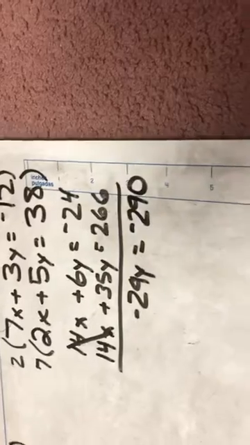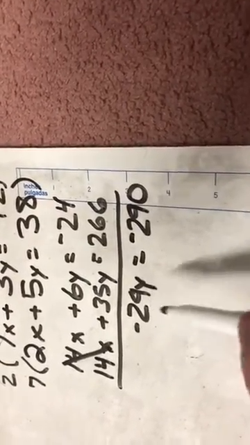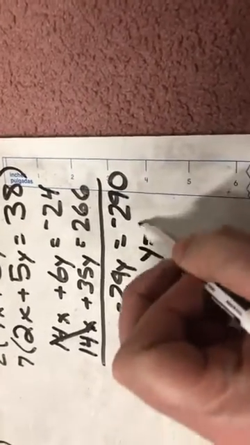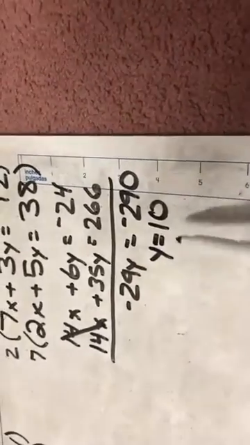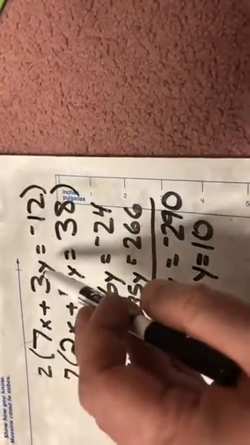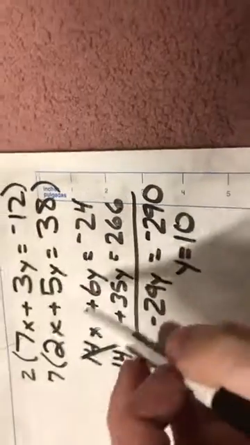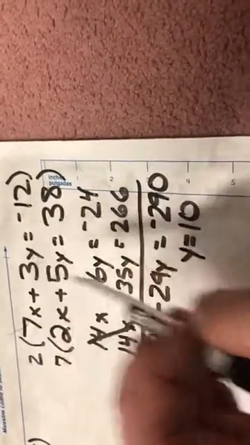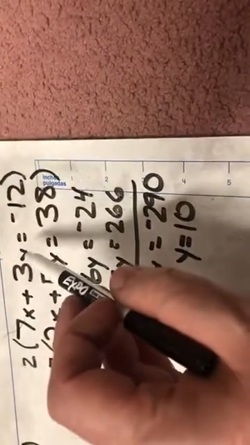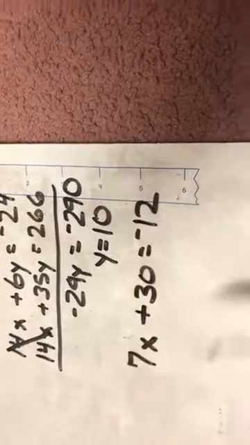And that seems like it's going to work out just fine, because when I take a negative 290 and divide that by negative 29, I find that y equals 10. Now I want to go back and plug in 10 to one of my equations, and I'm just going to plug it in to this first equation. 7x plus 3y equals negative 12. Well, I know my 7x is not going to change. And then if I do plus 3y, well, 3 times 10 is 30. So this is going to be plus 30, and that whole thing is going to equal negative 12.